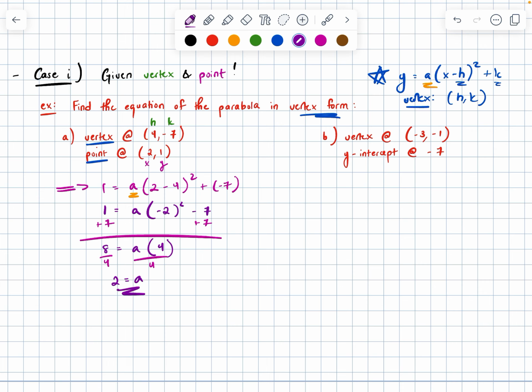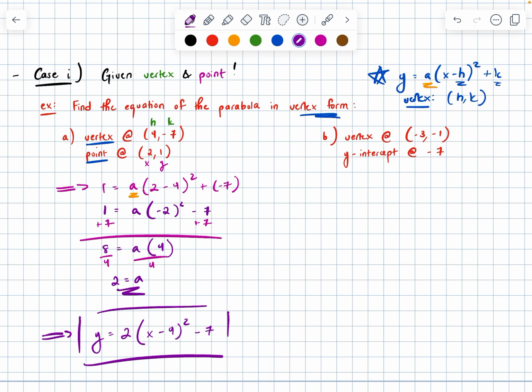Dividing both sides by 4 reveals that a equals 2. And now I've got my a, I've got my h, I've got my k. I have everything that I need to build my equation, which should be 2 times the quantity x minus 4 for h, squared, plus -7, which we wrote as -7 at the back.